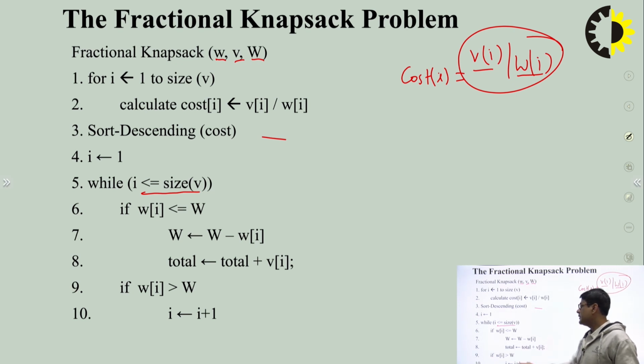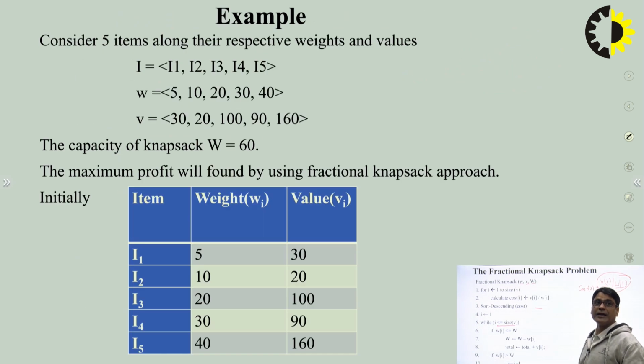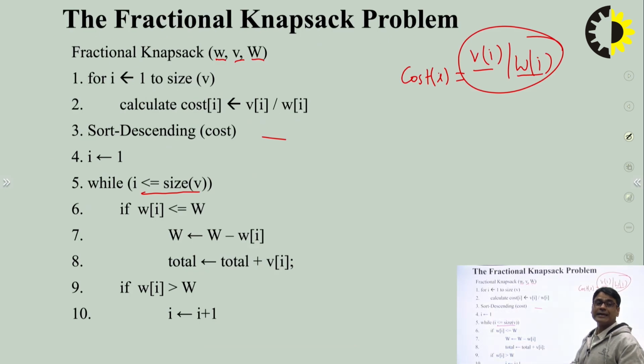You are getting this. At last, if Wi is greater than W, suppose some item is greater than W, then what we have to do? I equals I plus 1 and take their fraction. So whatever space is available in the knapsack, we have to fill the whole space, until the weight of the item is greater than the knapsack capacity. If it is equal to the knapsack or less than the knapsack, then obviously the knapsack is not fulfilled.